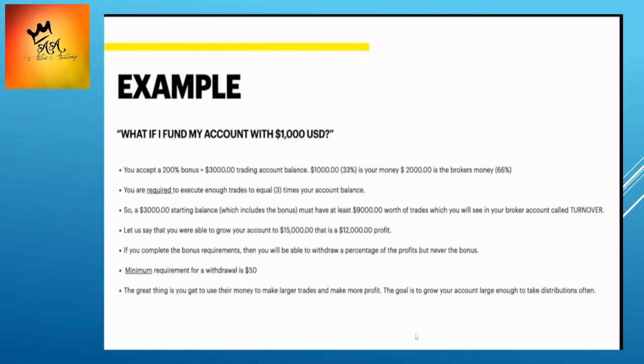The great thing is that you get to use the broker's money to make larger trades and make more profits. So it really helps with the compounding effect, the snowball effect. The goal is to grow your account large enough to take distributions often. That could be once a month, whether you want to pay bills with it, continue to compound, or whatever it is you want to do, it's completely up to you. But that's an example of how this works.